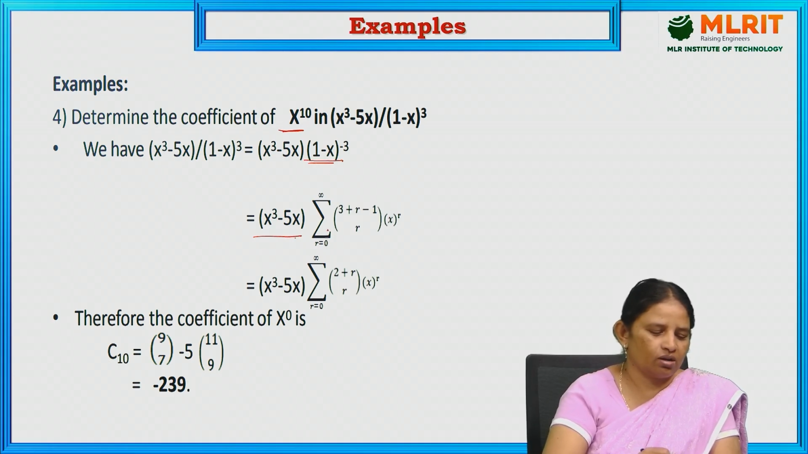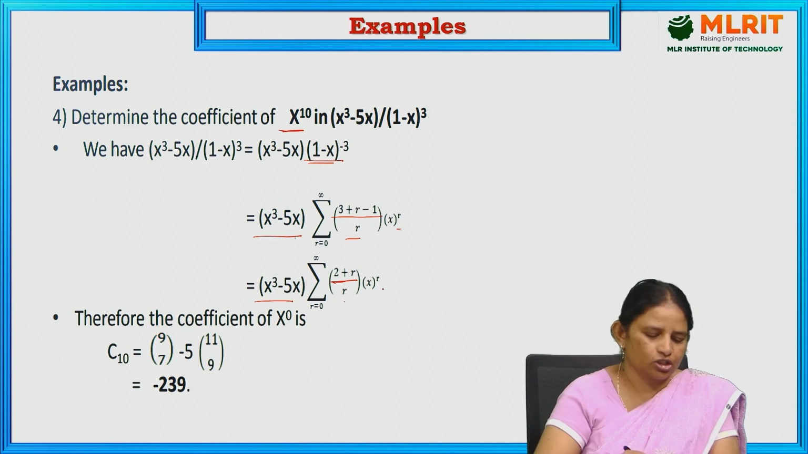That is sigma r equal to 0 to infinity, (3 plus r minus 1) C r, x to the power of r. Again, separate x cube minus 5x. Sigma r equal to 0 to infinity, so 3 minus 1, that is 2 plus r, C r, x to the power of r.